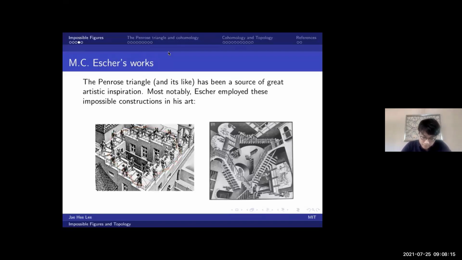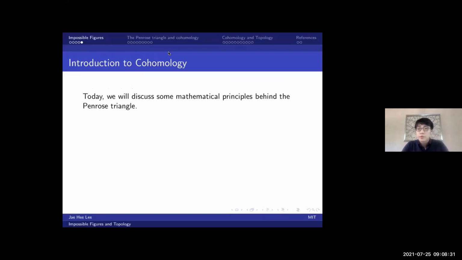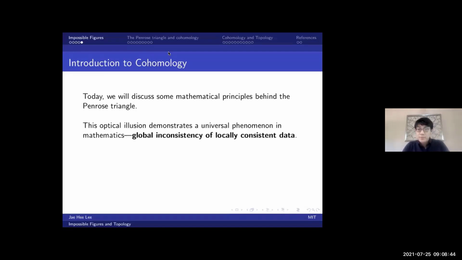And just like a lot of his great famous artworks, they use this kind of idea. Okay, so today I'm going to explain some of the mathematical principles behind these impossible figures. The main example I'm going to focus on is this Penrose triangle. And what kind of mathematical principle is lurking behind it?